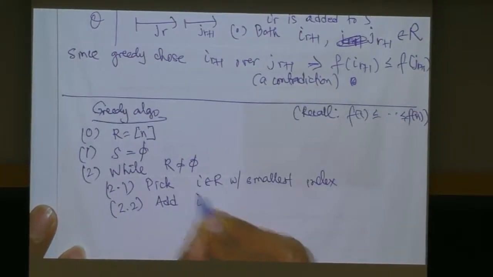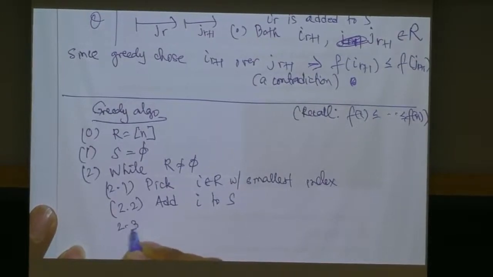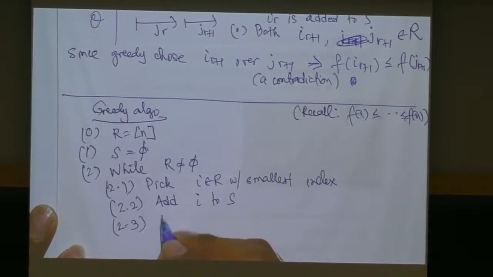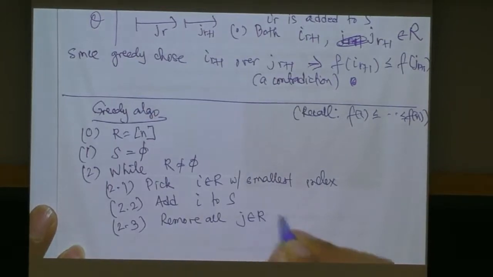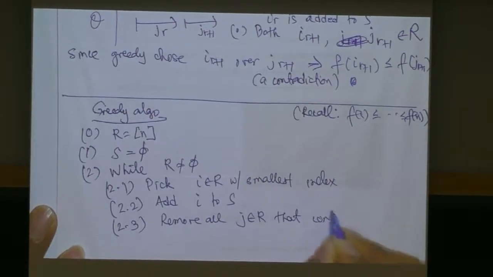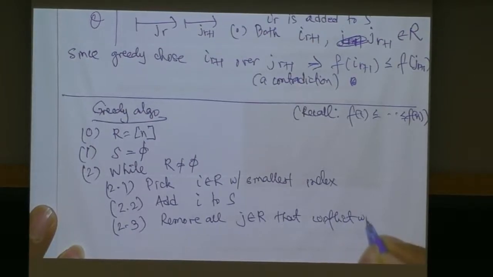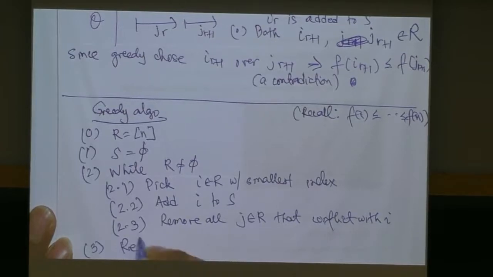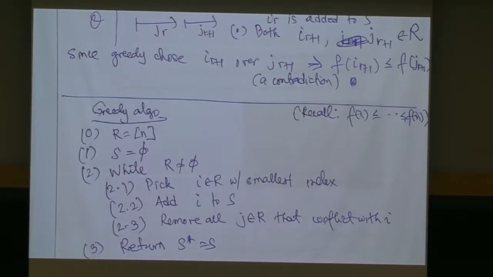Add i to S and remove all j in R that conflict with i. And at the end, you return this set S that you currently have.